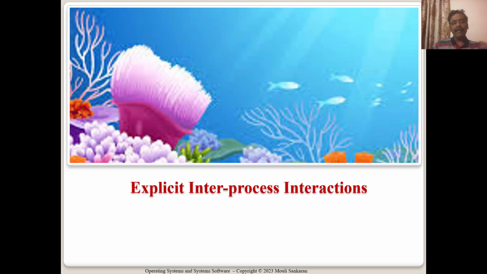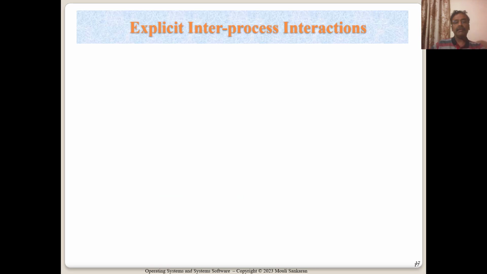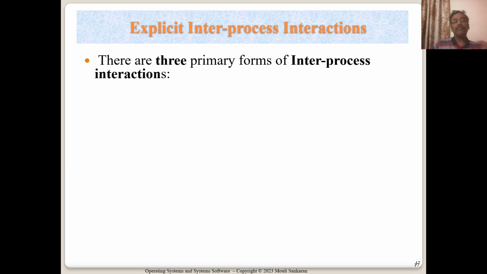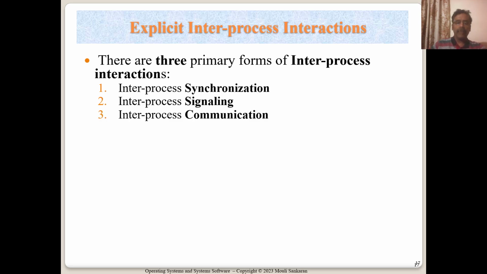So why do we need interprocess communication? Explicit interprocess interactions. Why? There are three primary forms of interprocess interactions. Let us understand three of them quickly: interprocess synchronization, signaling, and communication.